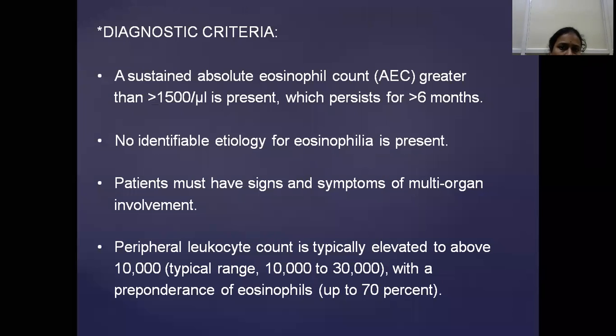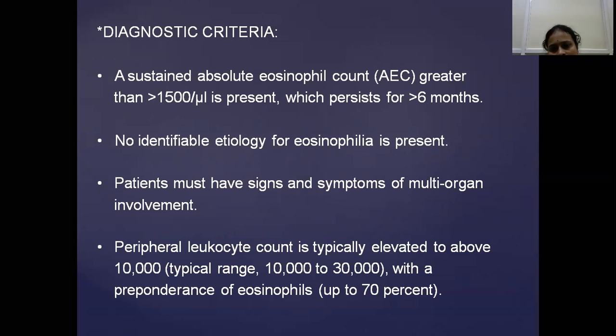How to diagnose idiopathic hypereosinophilic syndrome? Mainly, hypereosinophilia. There is rise of eosinophil counts of more than 1500 per microliter, which persists for more than 6 months, and no identifiable etiology. And patients must have signs and symptoms of multi-organ involvement. There is elevated leukocyte count, about 10,000, with predominance of eosinophils up to 70%. This is hypereosinophilic syndrome.